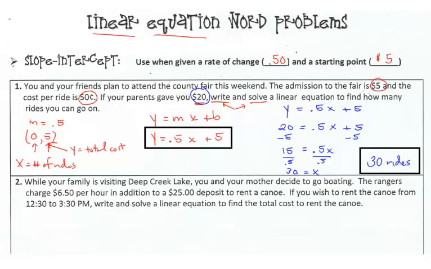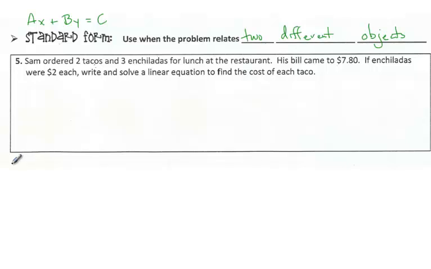Before I move on to the next problem, I just want to make one note clear. I plugged in the specifics for this problem, but you should know that the rate of change is the same thing as the slope, and the starting point is the y-intercept. I believe that's what we probably should have written there. I got a little bit ahead of myself using it for this specific problem. We're going to skip down to number 5 and look at standard form. We use standard form when the problem relates two different objects. Just a reminder, standard form is ax plus by equals c.